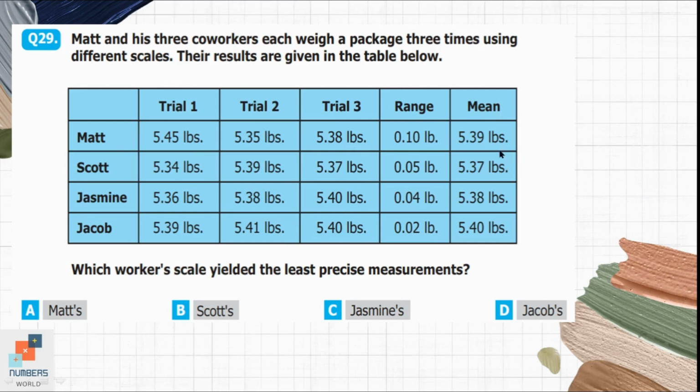Mean is the centered value and there is not too much difference between the means of all the co-workers. But if we look at the range, it is the difference between the maximum and minimum value. For Matt, the value of the range is more than the other co-workers. It means the difference between his maximum and minimum value is more than others. So in other words, we can say Matt's scale yielded the least precise measurements. So option A is the correct one.